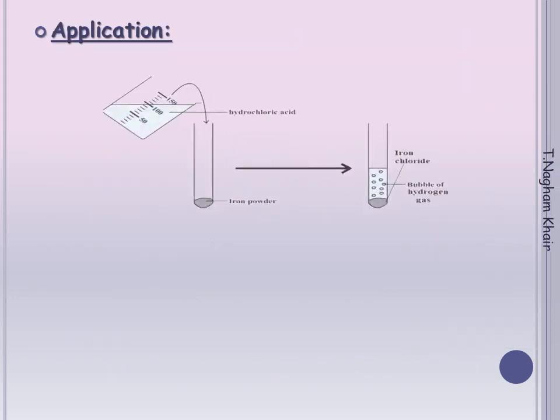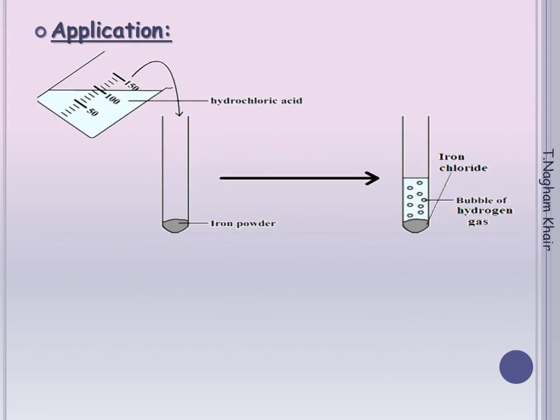Application. Here we have hydrochloric acid, which is the acid found in the stomach. If we add it over iron powder, what happens? We will observe bubbles of hydrogen. You are seeing the gas bubbles, and iron will give iron chloride. So this is a chemical reaction.